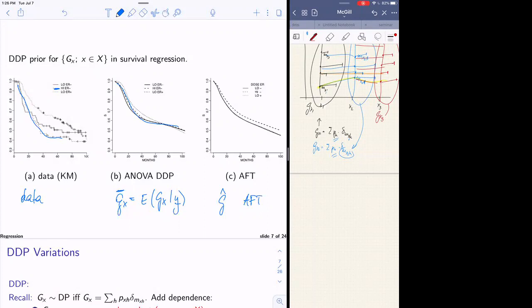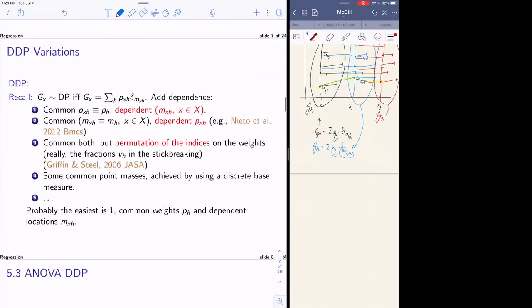The basic construction, I only introduced the dependence on the locations of the atoms. In general, though, you can play variations. See here we have the dependence, can you see that second index here? The atoms have the X index to make them vary across covariates. What we did here was, we did the same thing on the weights. Can you see that also the weights here include now an X index? So in general, you could also vary the weights across X.